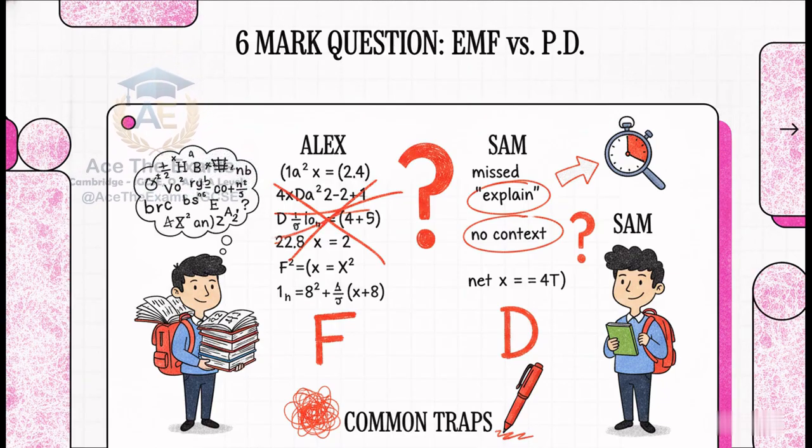Then there's Sam. Sam is the rusher. The clock is ticking, the tension is high, and Sam completely misses the specific command word requirements, completely ignores the context of the circuit diagram, and leaves so many easy marks just sitting right there on the table.